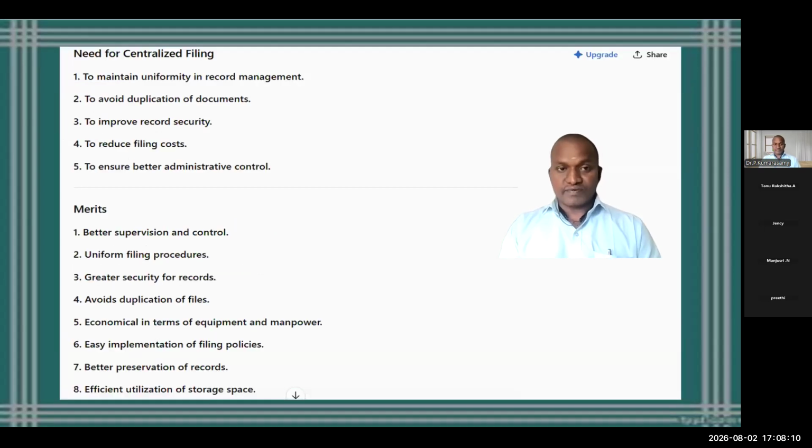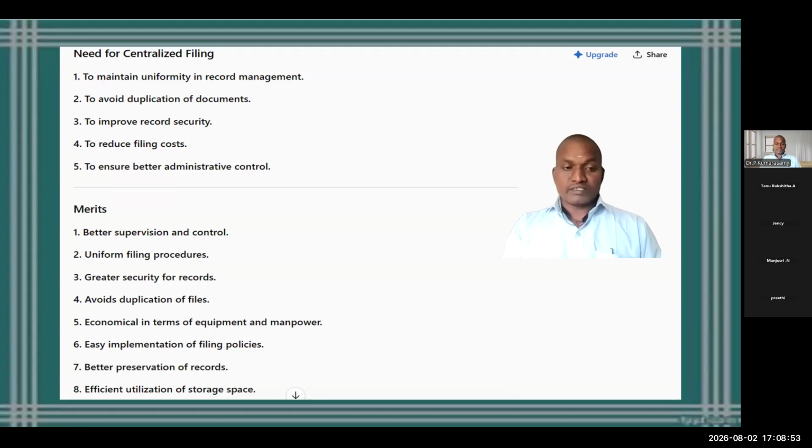The need for a centralized filing system. Why do we need a centralized filing system? To maintain uniformity in record management, to avoid duplication of documents in different departments in different places, to improve the record security, to reduce the filing cost, to reduce the space that is used for storing the files, to ensure better administrative control and to supervise in a better manner. So we follow the centralized filing system.